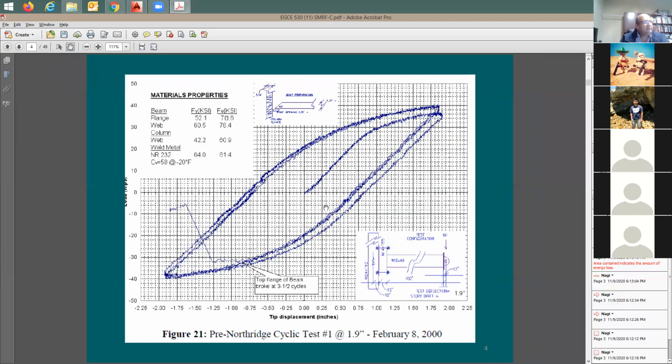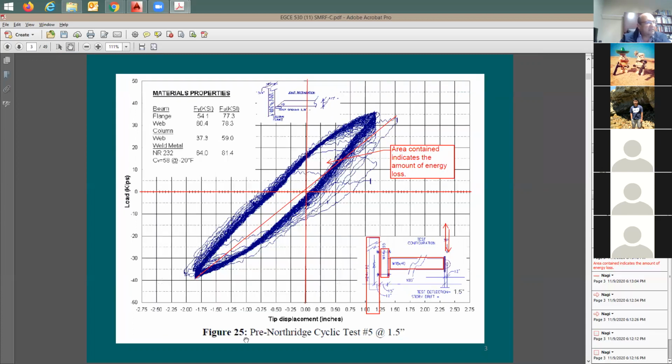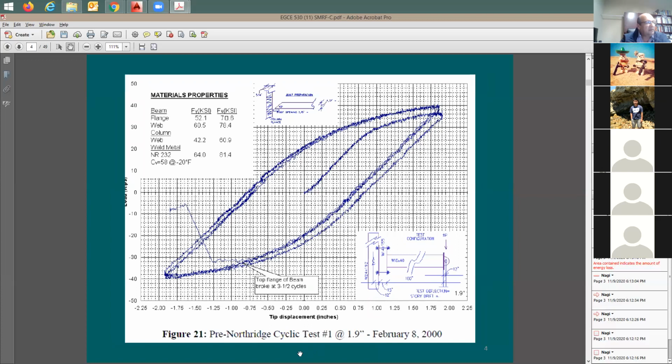Now look at this here. What happened? Now we have this RBS. This is going to be the pre-Northridge cyclic test number 5, which was just this number at 1.5 inch. So what is the 1.5 inch? 1.5 inch is the maximum displacement that you'd like to go to, but usually the system would push you a little bit further away from it. Look at this one here.